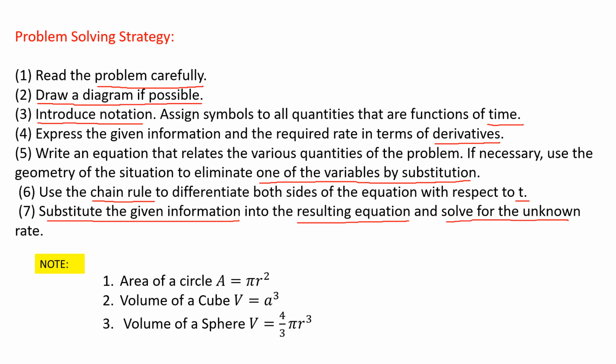So before going to problems, you have to remember three important formulas. Formula number 1, the area of a circle is given by A equal to pi r squared, where r denotes the radius of the circle. Volume of a cube, capital V, is equal to a to the power 3, where the letter a denotes the side of the cube. Volume of a sphere, V, is equal to 4 by 3 pi r power 3.